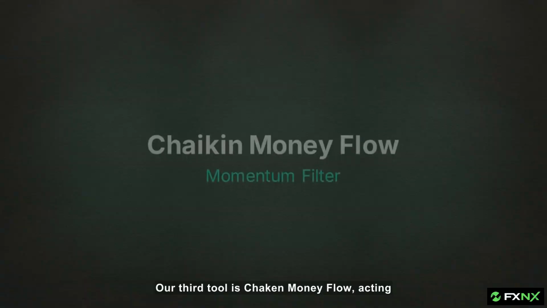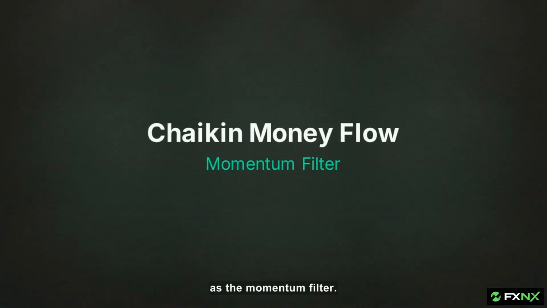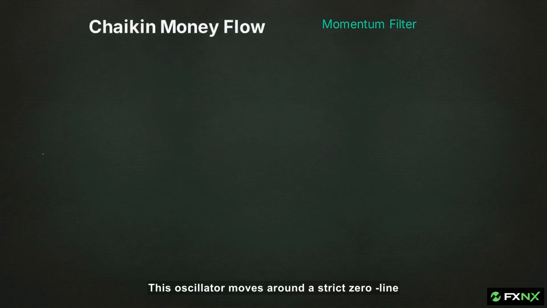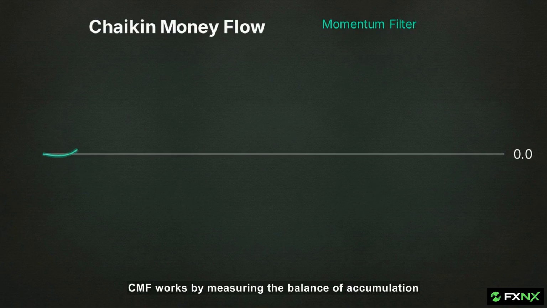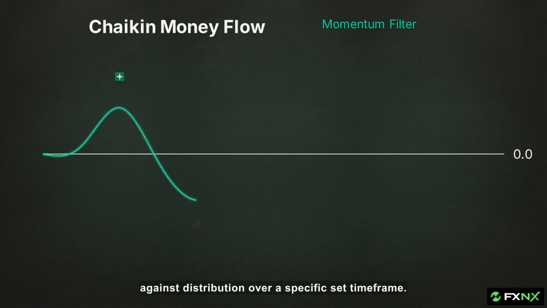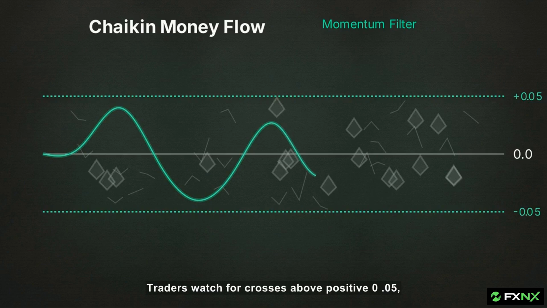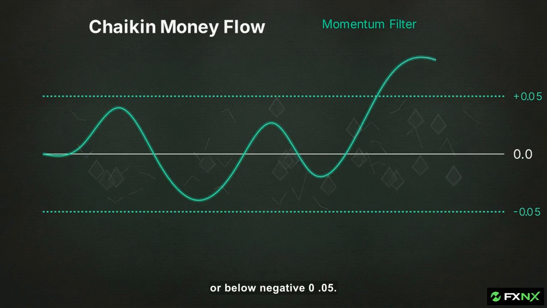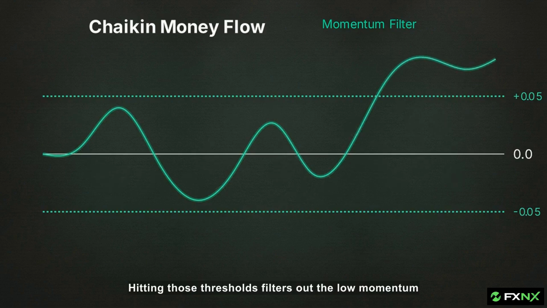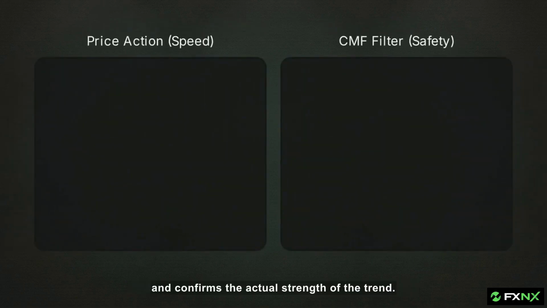Our third tool is Chaikin Money Flow, acting as the momentum filter. This oscillator moves around a strict zero-line axis. CMF works by measuring the balance of accumulation against distribution over a specific set time frame. Traders watch for crosses above positive 0.05 or below negative 0.05. Hitting those thresholds filters out the low momentum chop and confirms the actual strength of the trend.